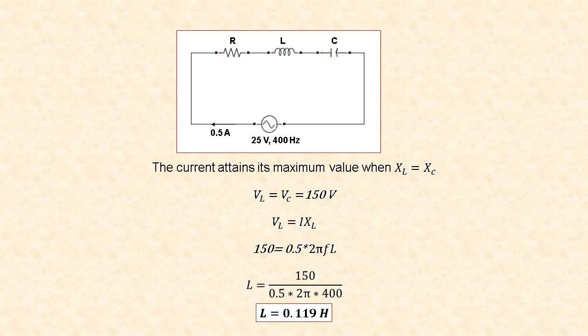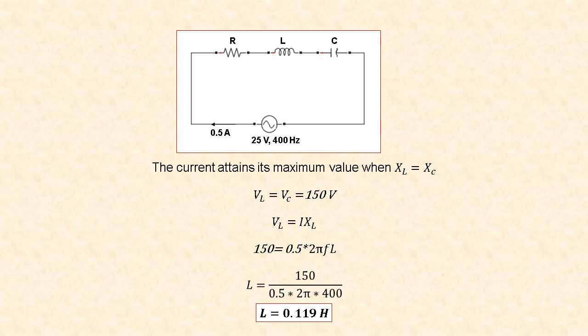We know that in series RLC circuit, the current attains its maximum value when inductive reactance is equal to capacitive reactance. That is, XL is equal to XC. So at resonance, we also know that VL is equal to VC. That is, the voltage across the inductor will be equal to voltage across the capacitor. They have given the voltage across the capacitor as 150 volt. So VL is equal to VC is equal to 150 volt.